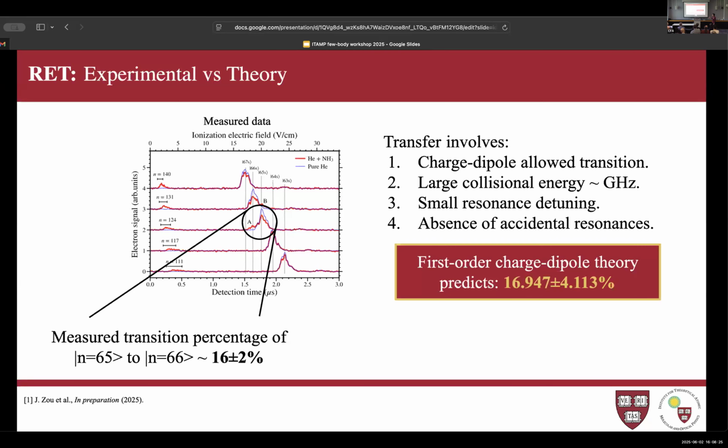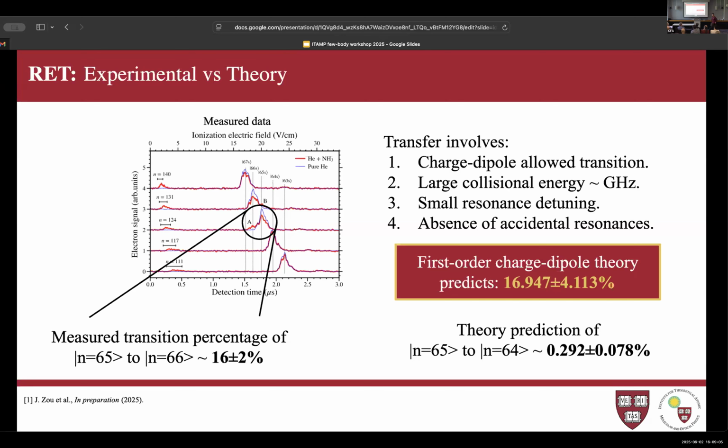And so the theory, which is just a first order charge dipole theory, really predicts around 17%, which is pretty close to what we see in the experiment. So this is encouraging, suggesting this is really the process causing this transition. And just to make the point extra clear, we can also see that there are no accidental resonances. We look at a few other states that are closely nearby, but not as close as the 66S, and we see a much suppressed signal over the 66S transition, much lower than the noise level they can measure statistically.